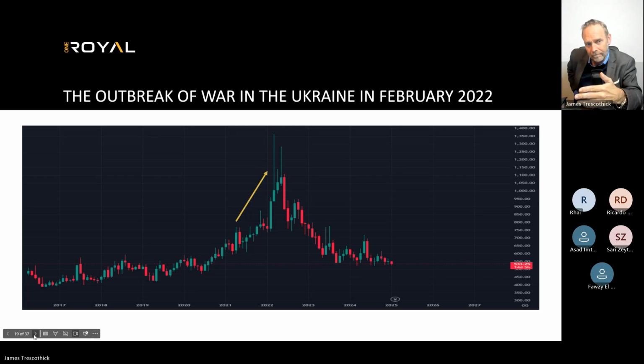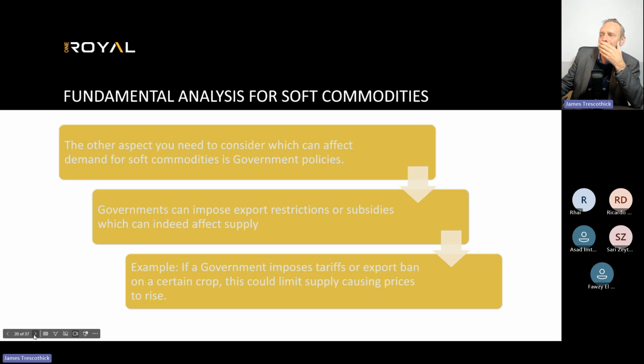Why? Because it could potentially impact supply. So again, this is why we need to think about what's going on in these countries who produce these goods. So this is a prime example. The other aspect you need to consider, of course, when you're trading soft commodities, is government policies. The change in government can maybe impose restrictions or subsidies, which can indeed affect supply. Tariffs is the word nowadays, for example.